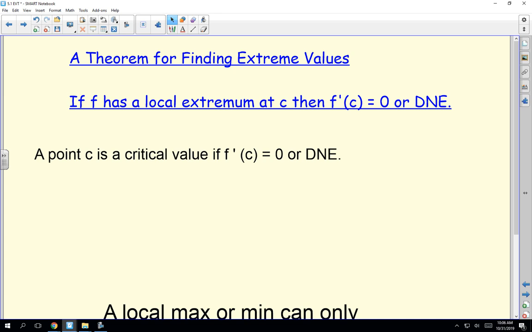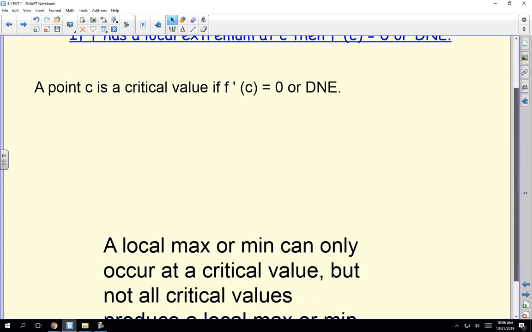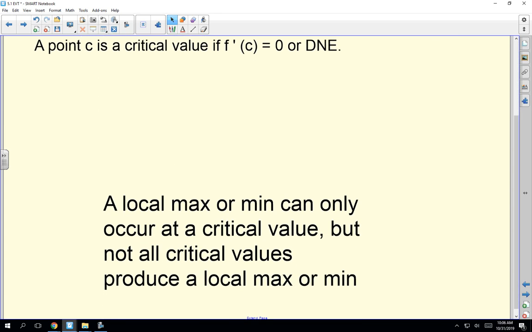So a point C is a critical value if f prime of C equals 0 or does not exist. So we look at that. A local max or min can only occur at a critical value, which is what I just said. But not all critical values produce a local max or min. There's something else that needs to happen. It's either you're at an endpoint of a domain, and so you have a one-sided interval, or you have to demonstrate a change in sign. There has to be a change in sign in terms of the function increasing or decreasing.